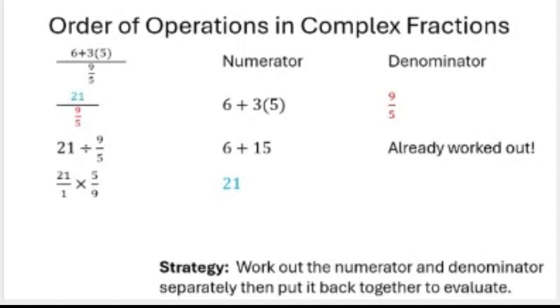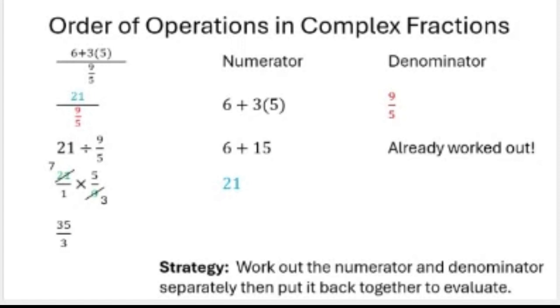Let's see if we can do some canceling first. 21 can be divided by 3, and so can 9. So I cross them out. 21 divided by 3 is 7. 9 divided by 3 is 3. There, that will help the simplification greatly. Multiply the tops. 7 times 5 is 35. Multiply the bottoms. 1 times 3 is 3.